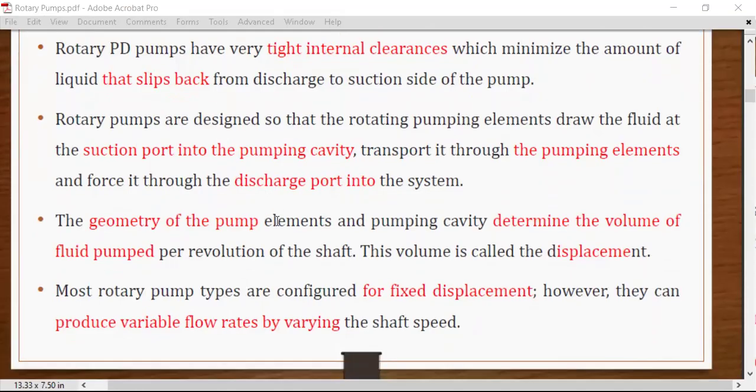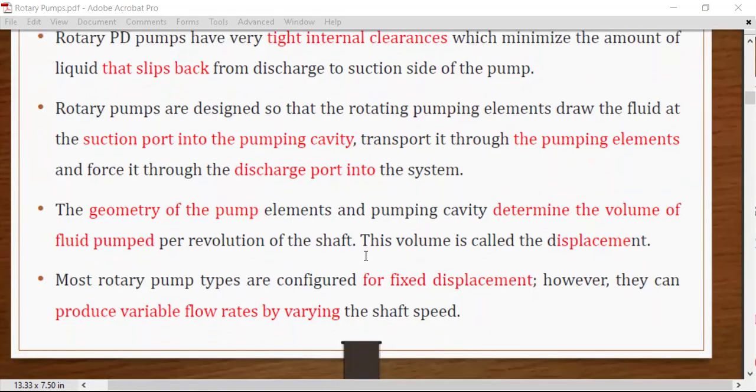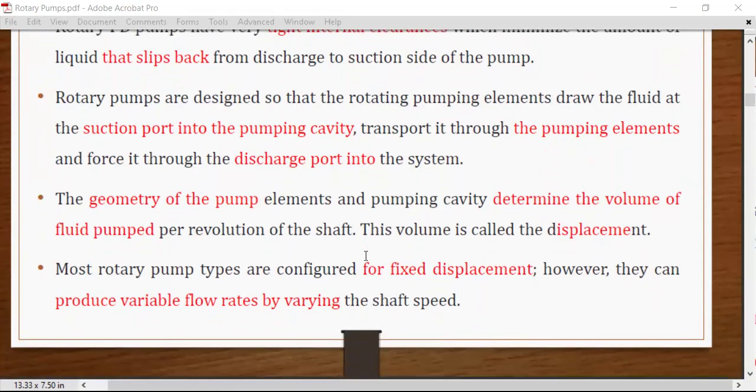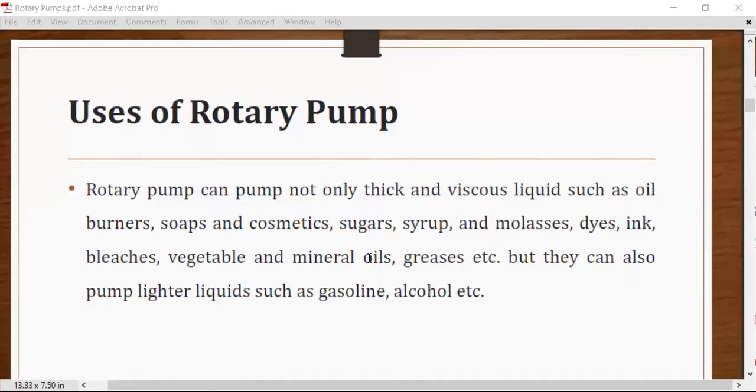The geometry of the pump elements and pumping cavity determine the volume of the fluid pumped per revolution of the shaft. This volume is called the displacement. Most rotary pump types are configured for fixed displacement. However, they can produce variable flow rates by varying the shaft speed.